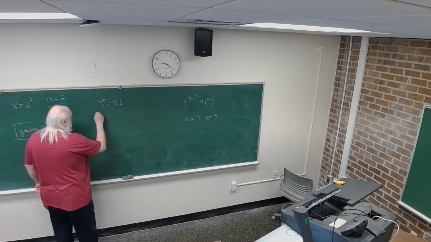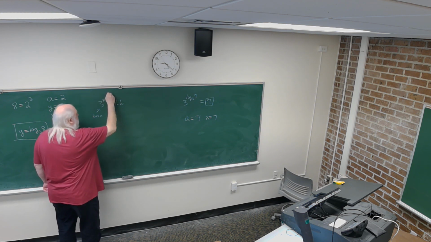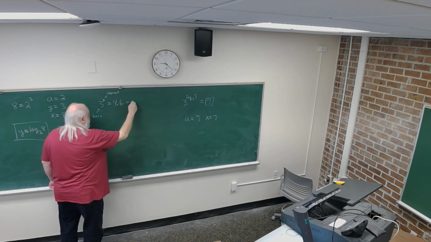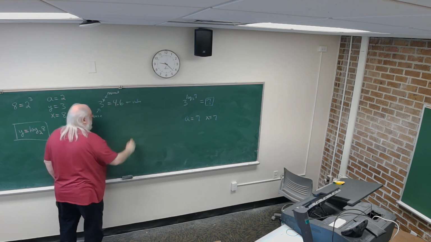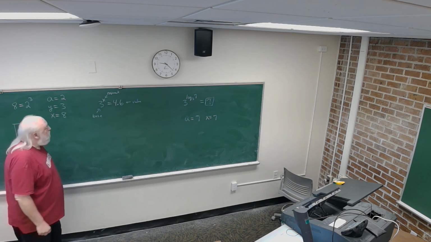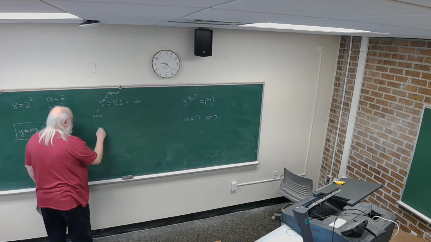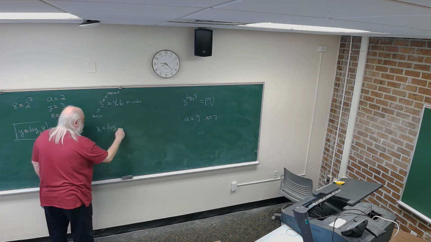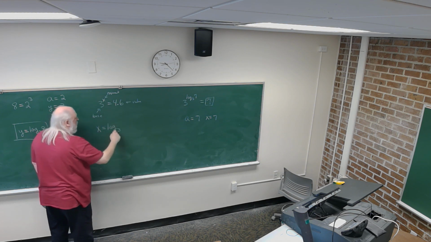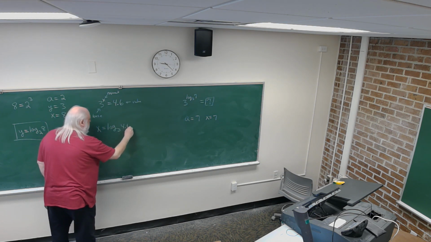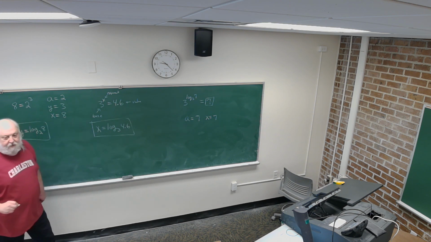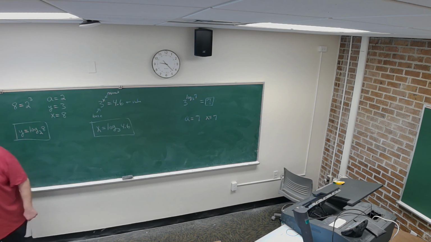So 3 is the base. X is the exponent in our exponential. And 4.6 is the value of the exponential. So this exponent x is equal to log base 3 of 4.6, the value of the exponential. So you've got to be careful when they move variables around and change their role.